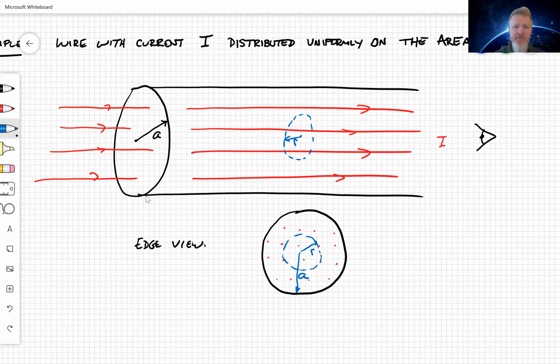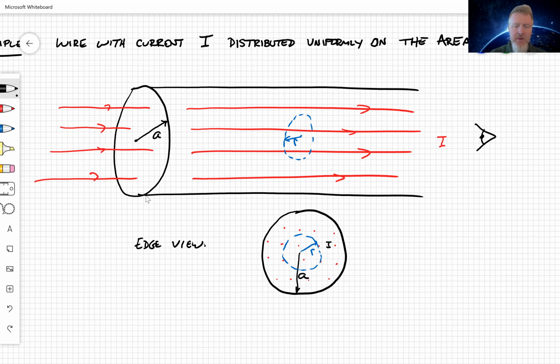Switch colors. And the current is all, this is I. Okay, like that. All right, that's not going to switch color.